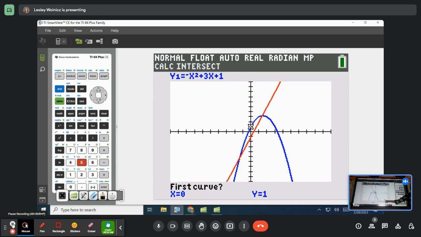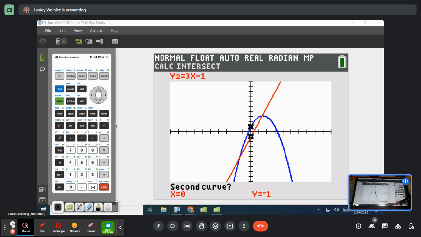So it's asking you to select your first curve, and it should be on the parabola right now. So I'm going to hit enter for my parabola. And now I'm on my red line. You see how my cursor moved? So now I'm going to say, yes, second curve should be the red line, enter.